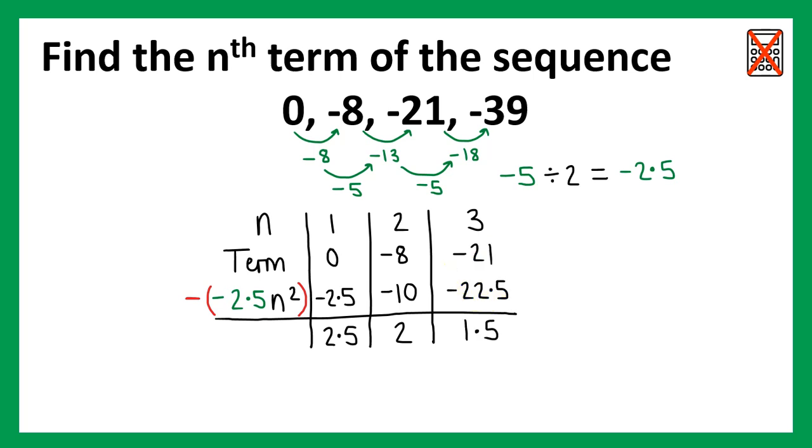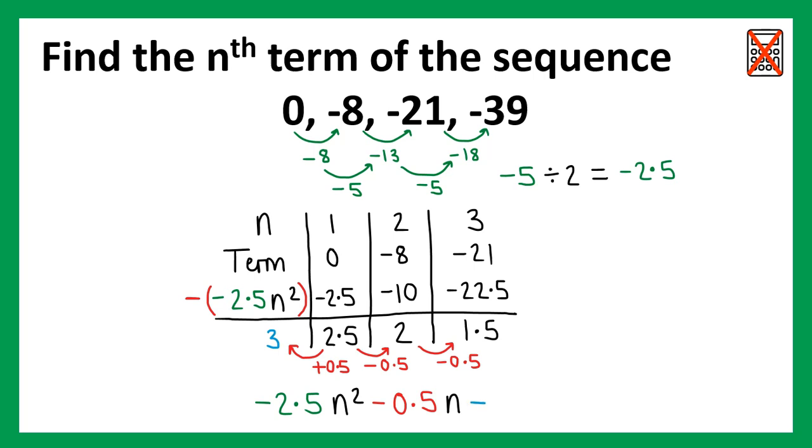This is reassuring as I was expecting to get a linear sequence at the end, where my common difference is subtracting 0.5, meaning my final nth term is negative 2.5 n squared minus 0.5 n, and finding the constant by finding my 0 term, doing the inverse, adding 0.5, gives me a value of positive 3. So my final nth term will be negative 2.5 n squared minus 0.5 n plus 3.